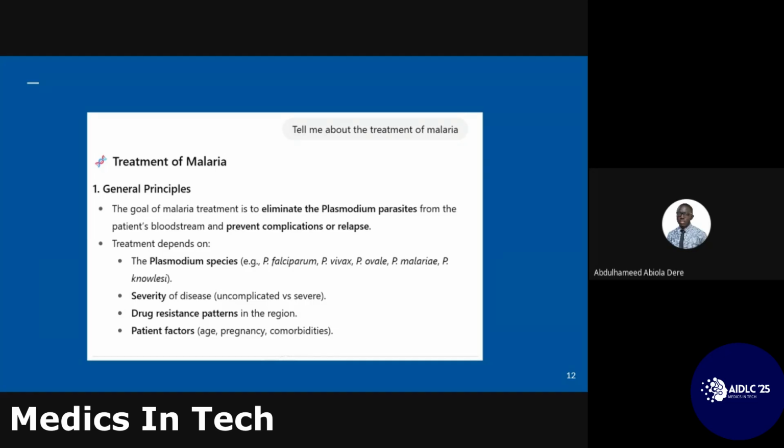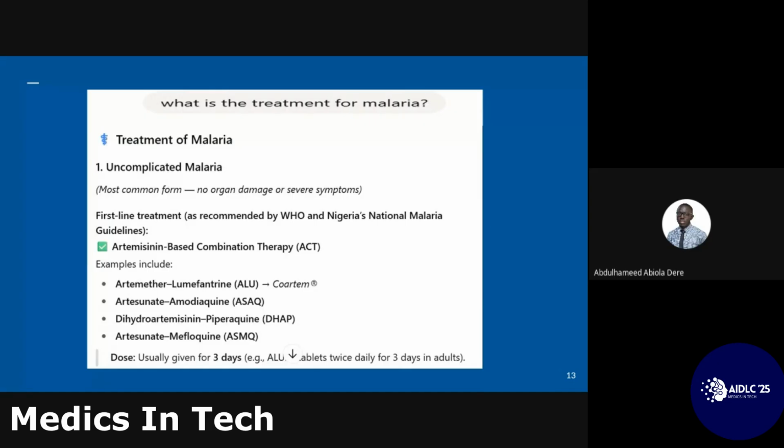A doctor will most likely be irritated with this. I'd say, what's this now? I'm asking you to tell me. Now look at the next slide. I asked it a question. I just changed, tell me the treatment for malaria, to a WH question, which is: what is the treatment for malaria?